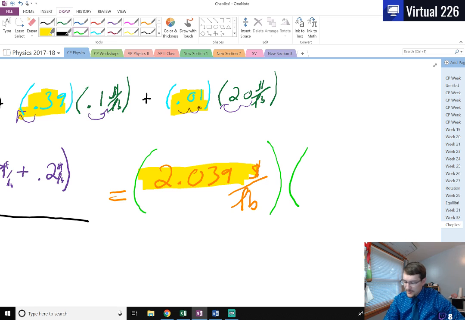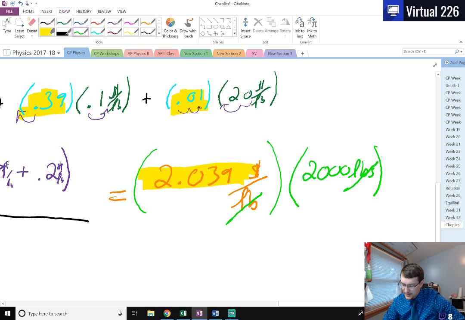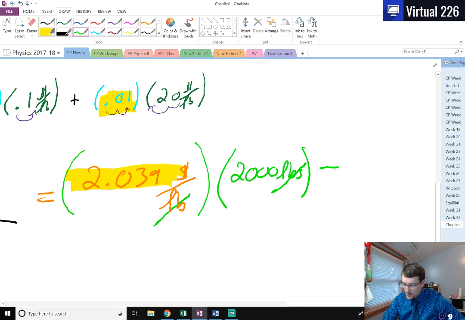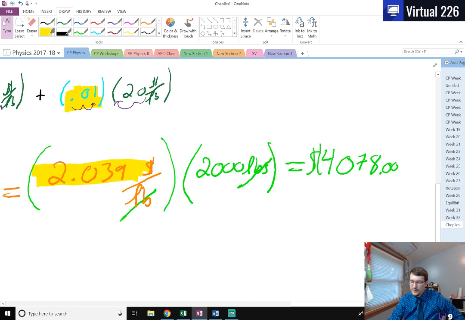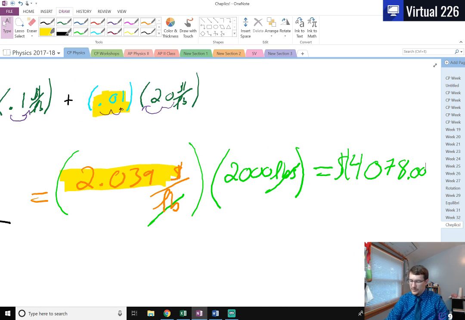Anywho, let's just say a cow weighs 2,000 pounds. I don't know how much a cow weighs, but let's just say it is. We see now that our pounds cancel out, and we can see that our cow is going to cost somewhere on the order of $4,078. Okay? So that's how you can figure out how much a cow is worth depending on that.